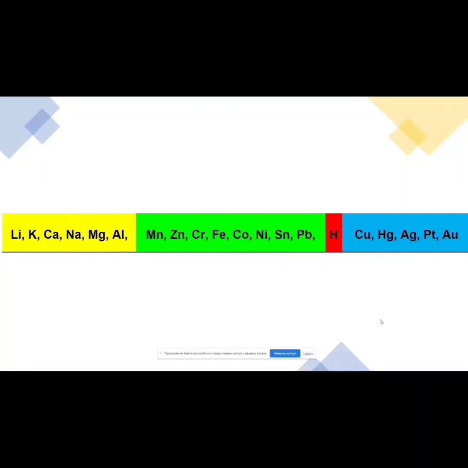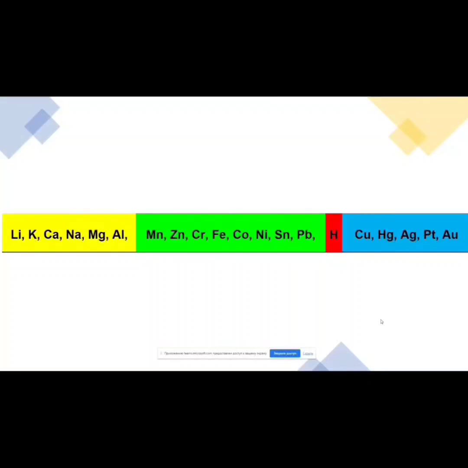It means the yellow ones are active metals. We call them active metals. The green ones are metals with medium activity, but they are anyway more active than hydrogen. And these ones are weak metals.